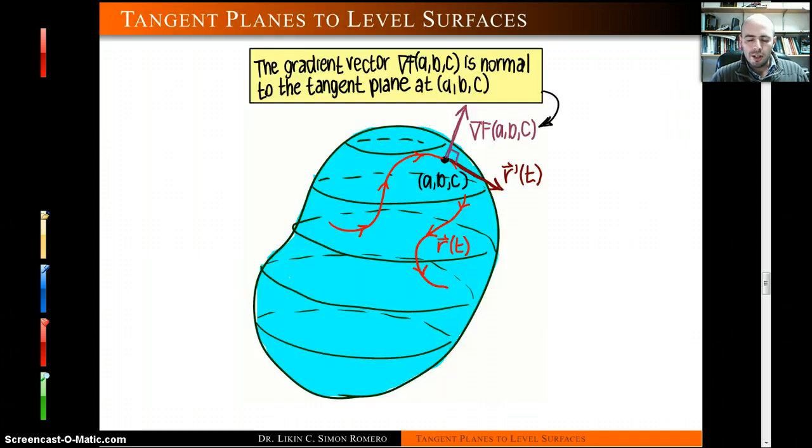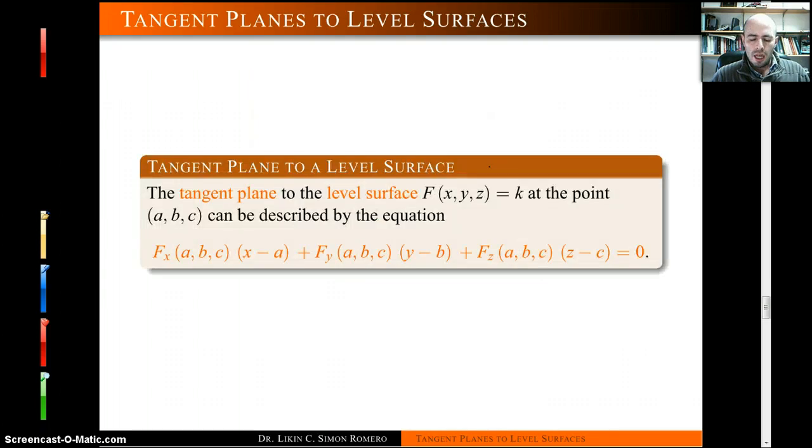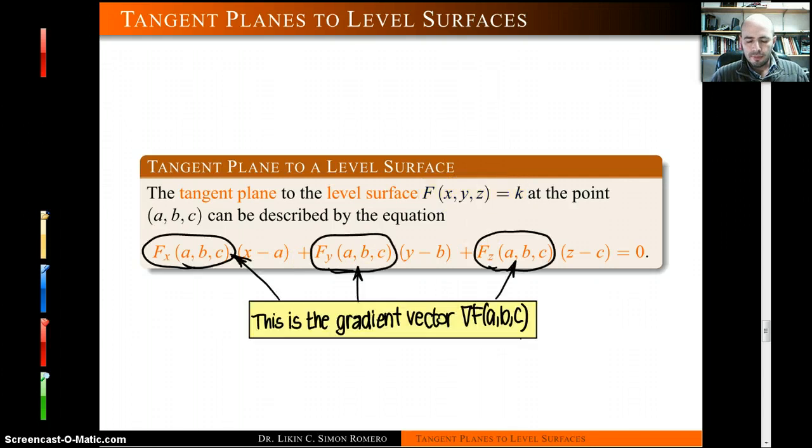A consequence is that, since the gradient vector is orthogonal to all the vectors that are tangent, the gradient vector is going to be the normal vector to the tangent plane at the point (a, b, c). And for that, we obtain a formula for the equation of the tangent plane. The tangent plane of a level surface f(x, y, z) = k at the point (a, b, c) is described by this equation. Formally, if you have an equation with 3 variables, we can compute the tangent plane by just doing that. Notice that this is the gradient vector.